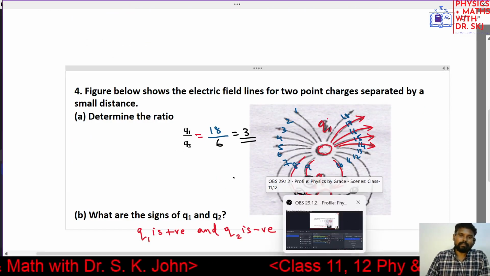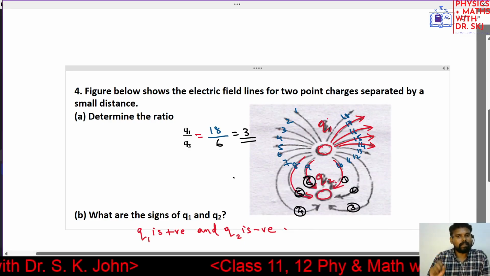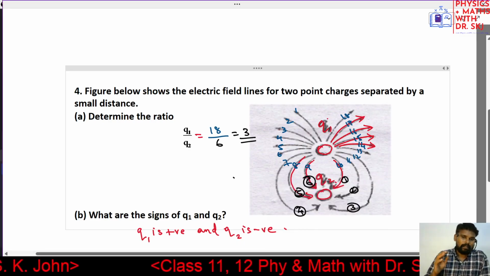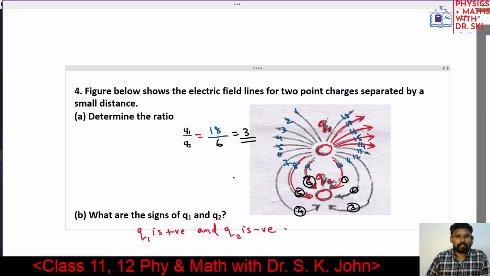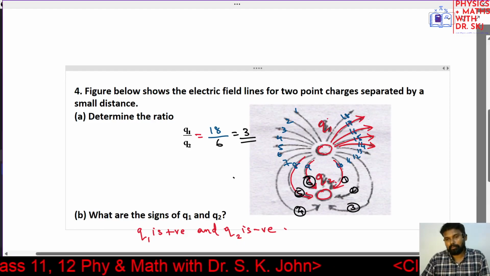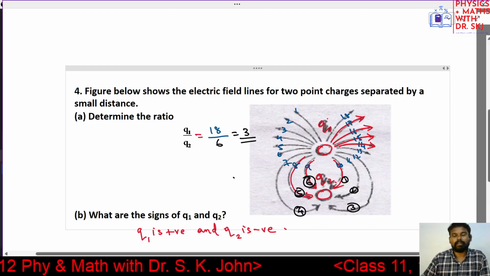I think you got a clear concept about the electric field lines. In the coming lecture, we will discuss about electric dipole. I think that is the next topic.